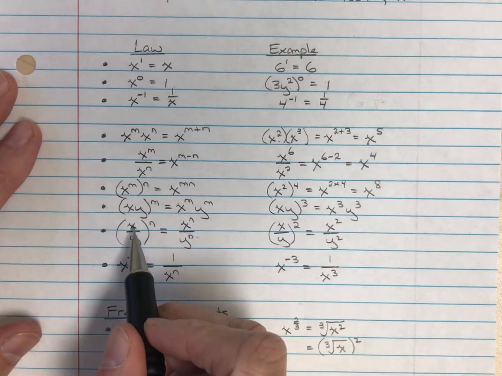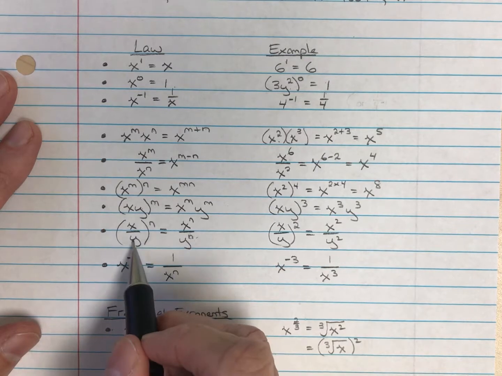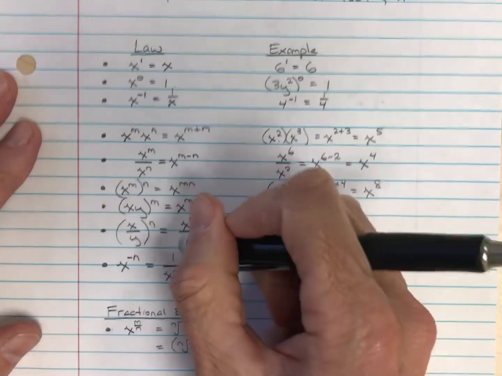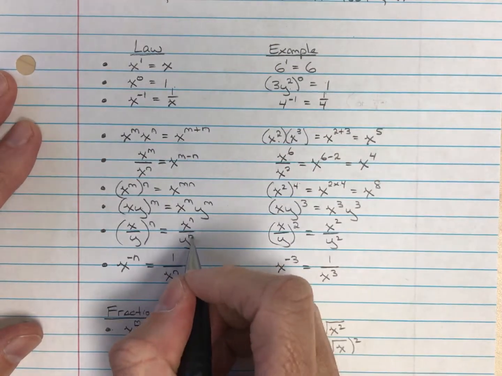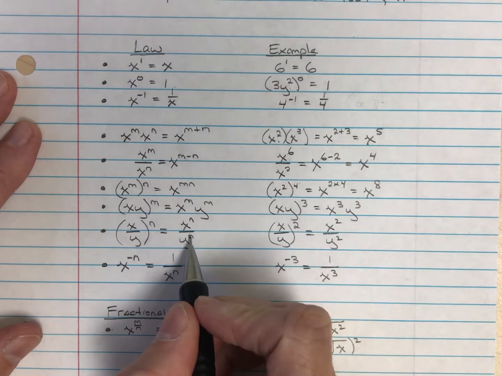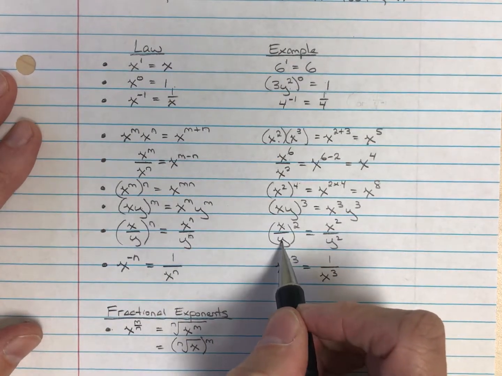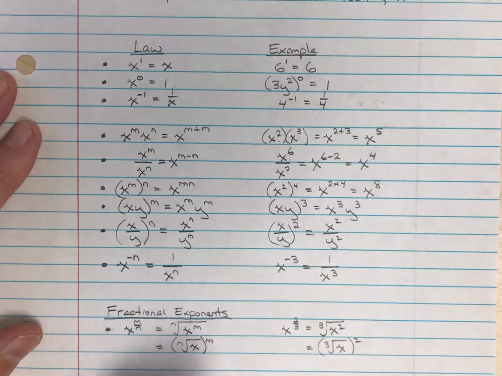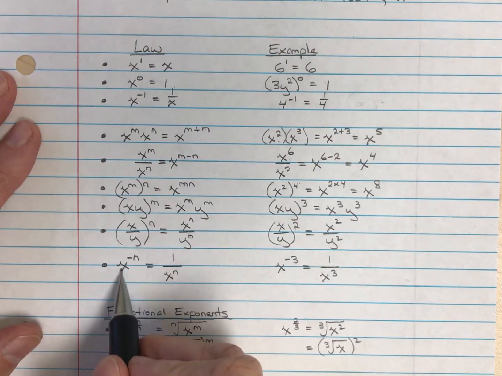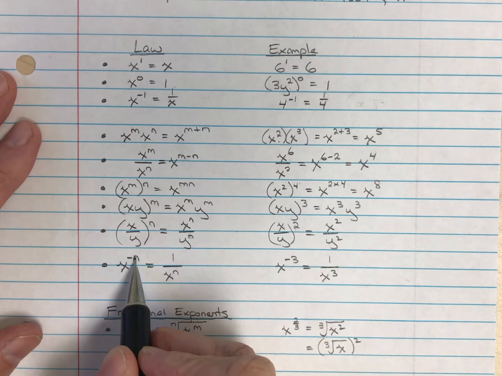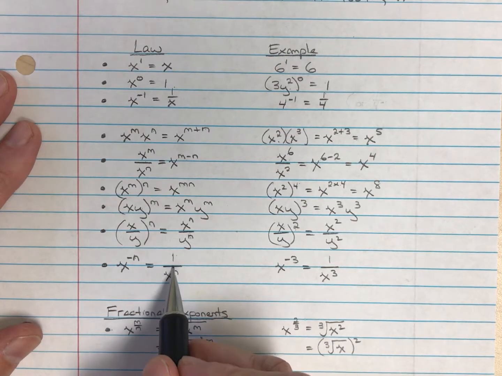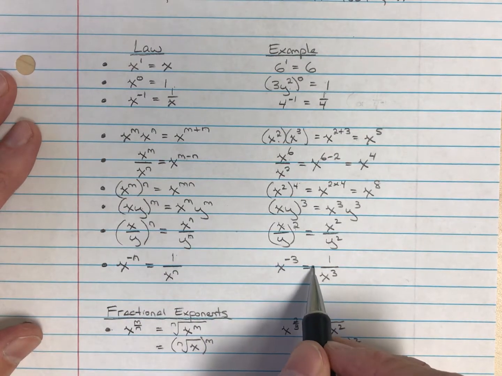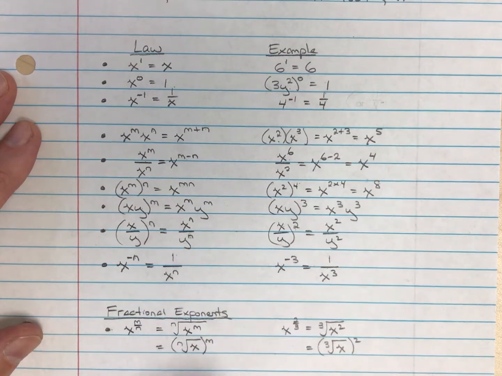Okay. The quotient, x divided by y, the quotient raised to a power is equal to the power of the numerator and denominator separately. So x to the n divided by y to the n. So x divided by y, all of that raised to the 2nd power, is the same as x squared divided by y squared. And finally, x to a negative n, as we mentioned earlier, is the reciprocal. It's 1 over x to the n. Okay, so x to the -3rd is the reciprocal, 1 over x to the 3rd.